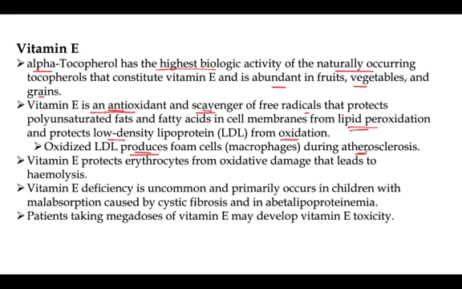Now you all know that our erythrocytes are in an oxygen-rich environment, and because of being in an oxygen-rich environment, they produce considerable amounts of superoxide radicals. Vitamin E has been shown to protect erythrocytes from oxidative damage by neutralizing these superoxide radicals, and therefore it is considered that vitamin E prevents hemolysis.